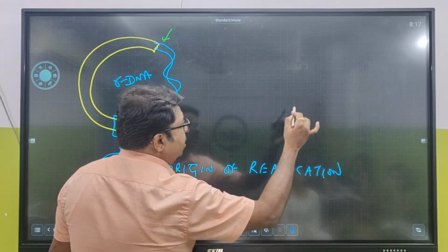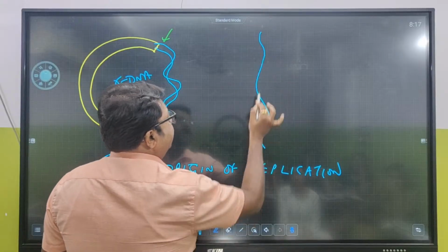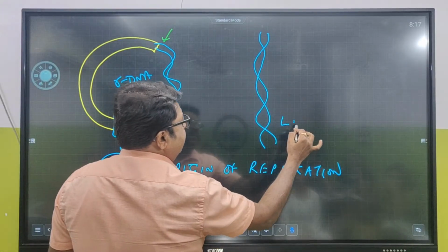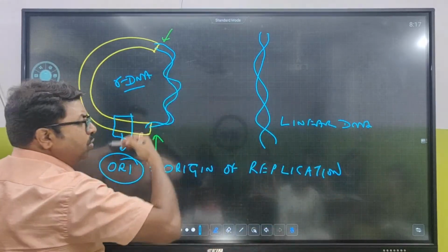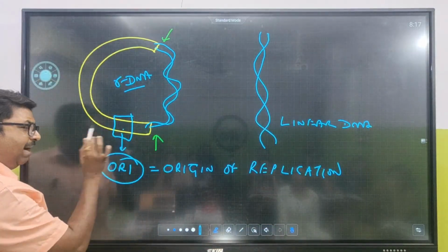Now what kind of DNA do we human beings have? We have linear DNA. We have got linear DNA. But in case of bacteria, they have got circular DNA. So in case of circular DNA, they have got ORI.